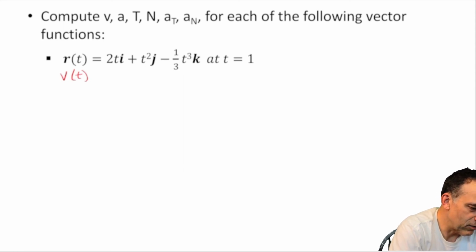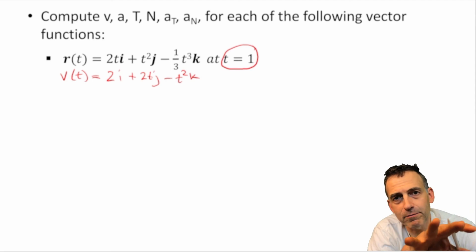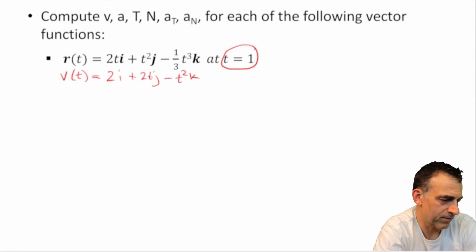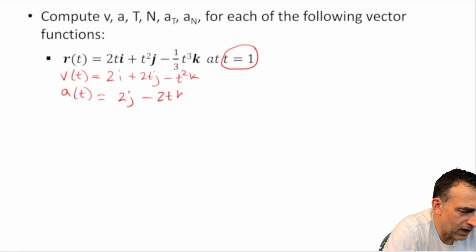V of t. I'm going to do this in a rather compressed form. 2i plus 2tj minus t squared k. Oh, at t equals 1. So what I'm going to do is I'm going to compute all of my stuff first, and then I'll plug t equals 1 in here. Okay, so a of t is just 2j minus 2tk.